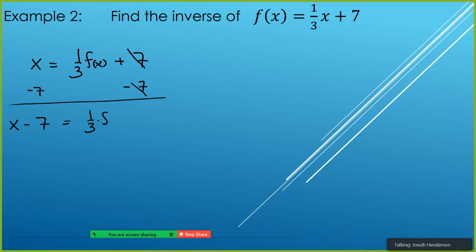Copy down what is left. We've got our 1/3 times f of x equals x minus 7. We're not combining x and 7, right? They're not like terms, so they're kind of stuck that way. x minus 7. Now, this is a little tricky. When we've got to divide by a fraction, things can get really confusing, and I think unnecessarily.